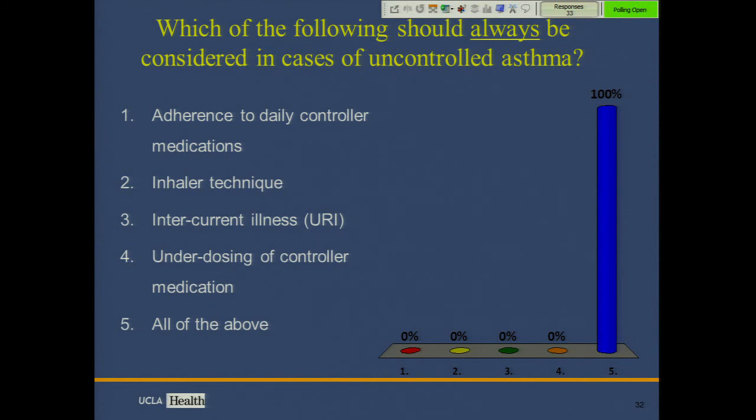So, of course, we could talk about many different things during this hour, but it's only an hour. But this is your differential diagnosis of when someone's asthma is not well controlled. So they fill out that survey.